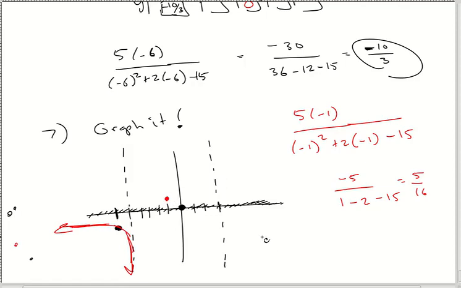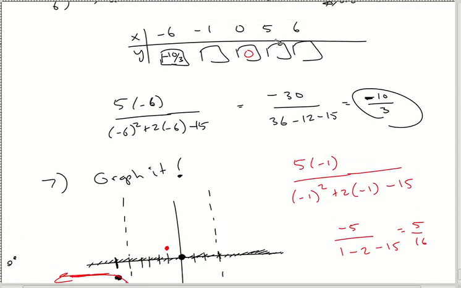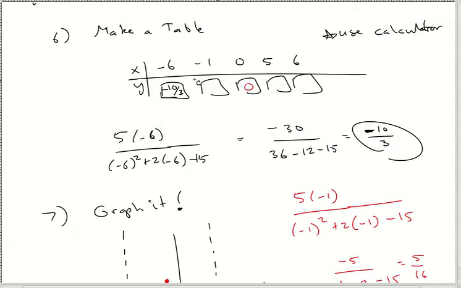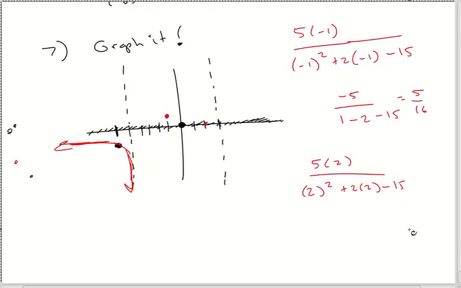Okay, and let me just check something else out. I don't want to choose 5. I want to choose like 2, so it's not part of my list. But what if I plugged in a positive 2 right here? I want to see what's going on at positive 2. Now you might be wondering. No, I'm not going to let you wonder.